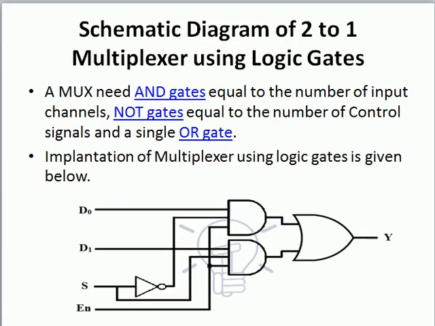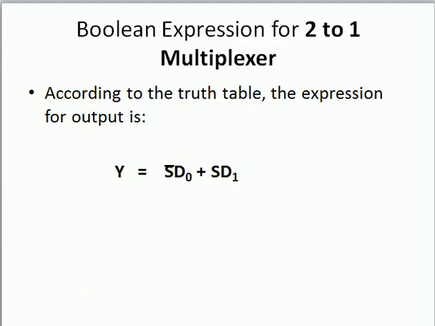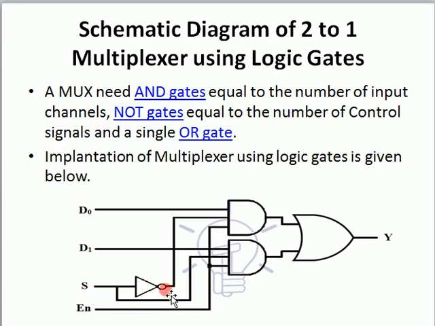Now when we implement it using gates, we will use the AND gate, NOT gate and OR gate. You see this. At one AND gate we have S complement D0. Here this is S, and at this AND gate we get S complement, and D0 is here, and the enable input is 1. So there is the output of it. At the other AND gate we have D1 and S, that is S D1, and both then go to the OR gate, and that's how we get our output Y.